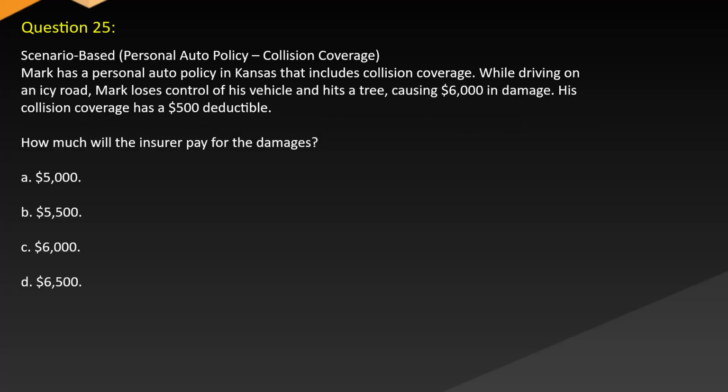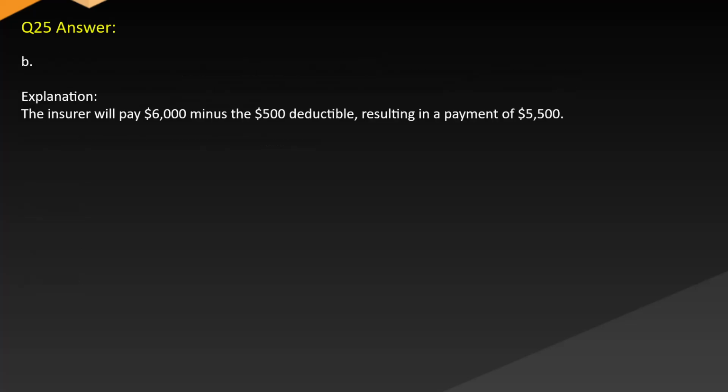Question 25. Scenario-based personal auto policy. Collision coverage. Mark has a personal auto policy in Kansas that includes collision coverage. While driving on an icy road, Mark loses control of his vehicle and hits a tree, causing $6,000 in damage. His collision coverage has a $500 deductible. How much will the insurer pay for the damages? A. $5,000. B. $5,500. C. $6,000. D. $6,500. Answer B. Explanation. The insurer will pay $6,000 minus the $500 deductible, resulting in a payment of $5,500.